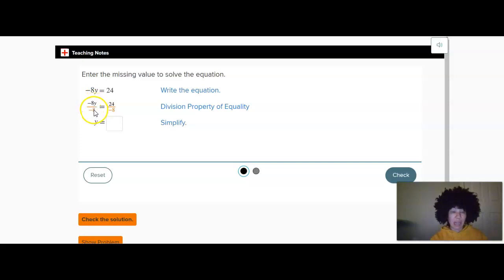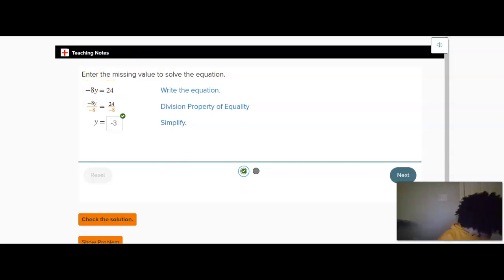And negative 8 divided by negative 8 is positive 1. So this is just a 1y here. And 24 divided by negative 8 is negative 3. Oops, all the negatives there. Okay, and again, we could just double check our answer. Negative 8 times negative 3, if we plug in negative 3, gives us positive 24. So you can check your solution that way.